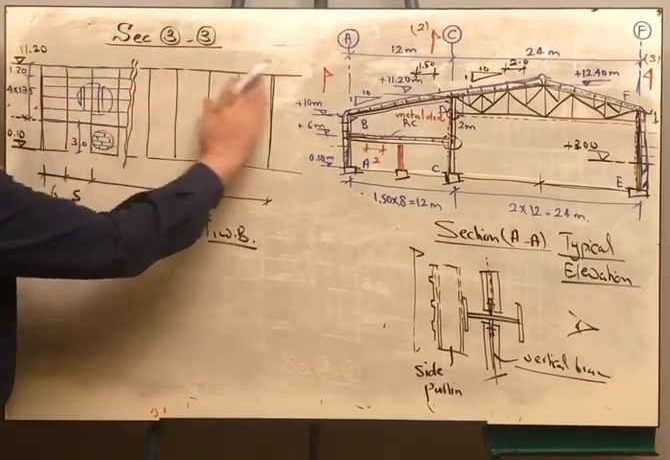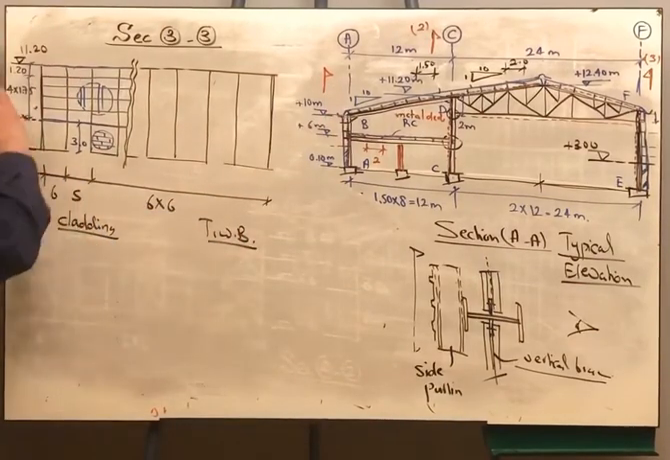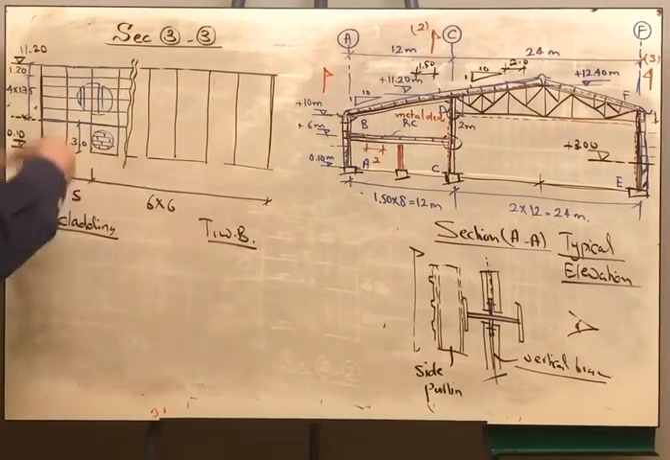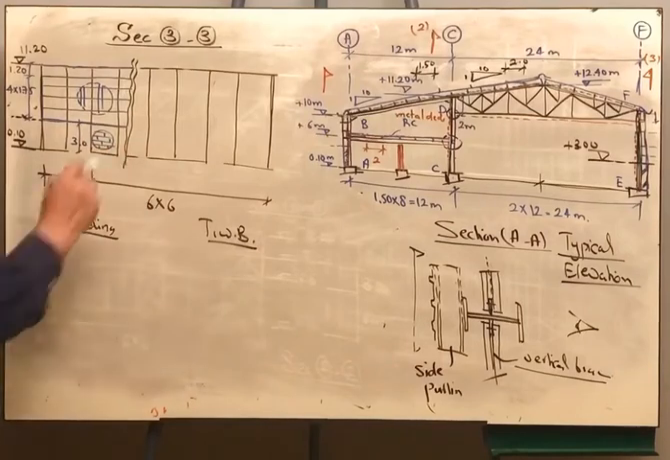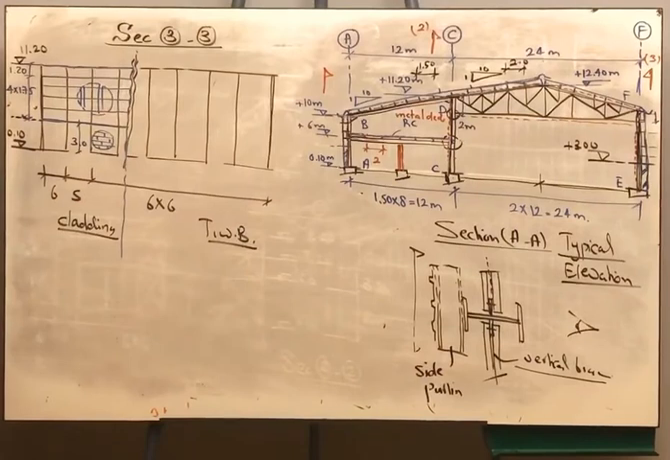Of course, this should continue, but in order to save our effort, instead of drawing a section or a side view illustrating the cladding and another side view illustrating the bracing, we are drawing both at the same time. This part is the cladding and the other part is the bracing.